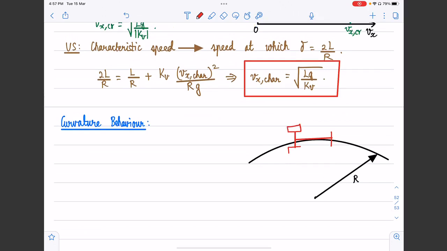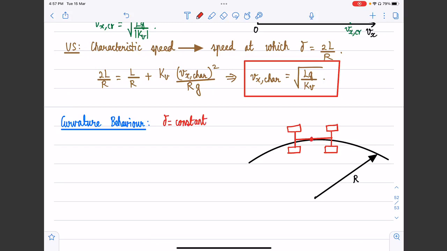Let me just complete the drawing. All right. Okay. So we have this four-wheel vehicle which is going like this, right? Now let us say we have delta to be constant. So we give the same steering angle. That's where we are looking at curvature response.